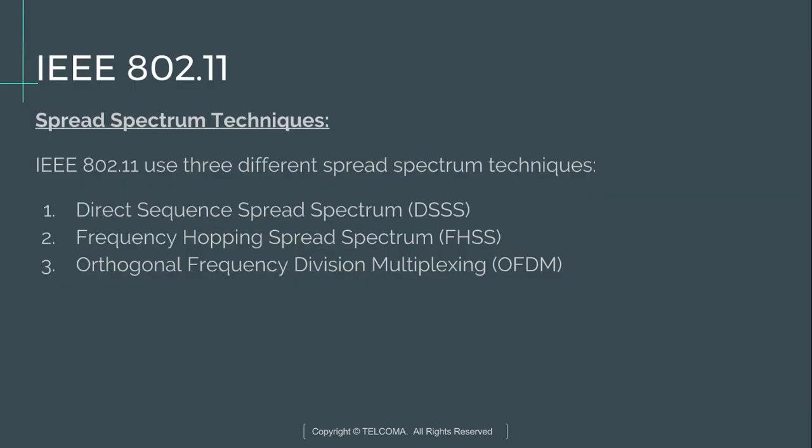The next is the spectrum techniques through which they transmit the data to each other. There are three different spectrum techniques used by wireless devices: direct sequence spread spectrum, DSSS; frequency hopping spread spectrum, FHSS; and orthogonal frequency division multiplexing, OFDM. So let's discuss these.